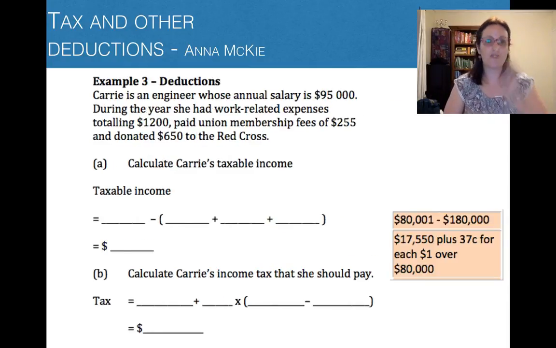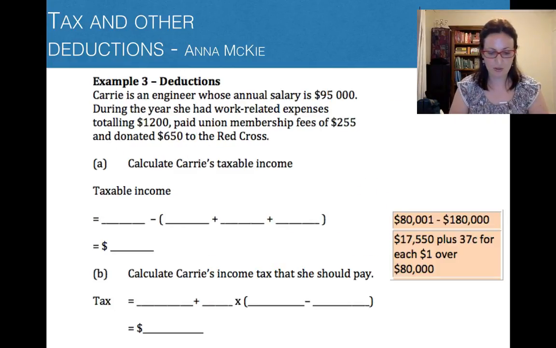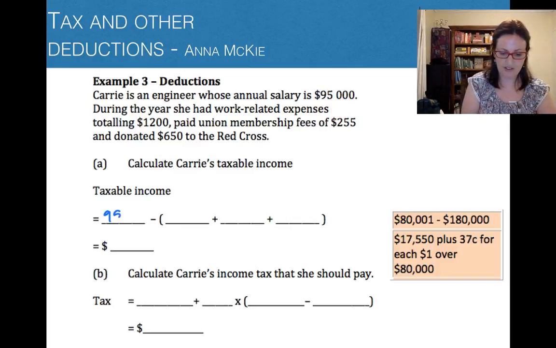So moving on to a question involving deductions. Carrie is an engineer whose annual salary is $95,000. During the year, she had work-related expenses totaling $1,200, paid union membership fees of $255, and she donated $650 to the Red Cross. Calculate her taxable income. So you may remember from the previous page, I'll show you. Taxable income is the gross income subtracting off the deductions. So her gross income is $95,000. So that's what we're going to write here, $95,000.